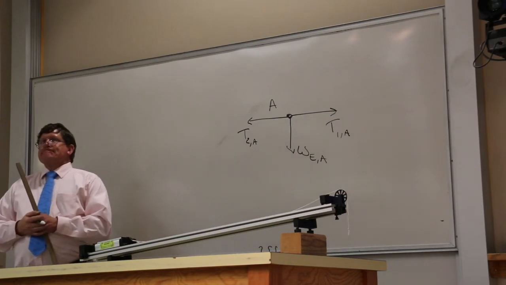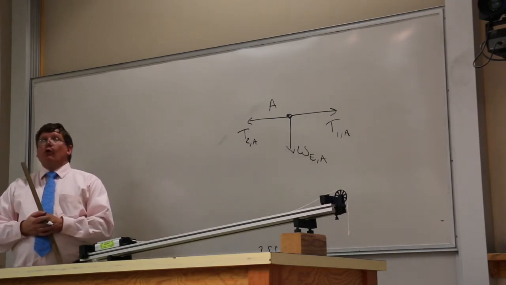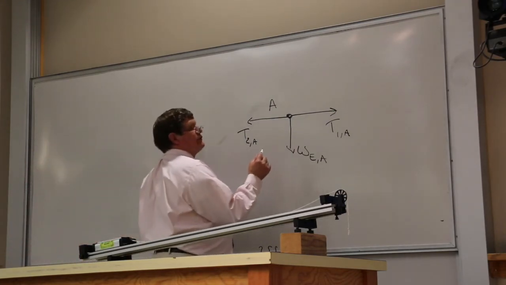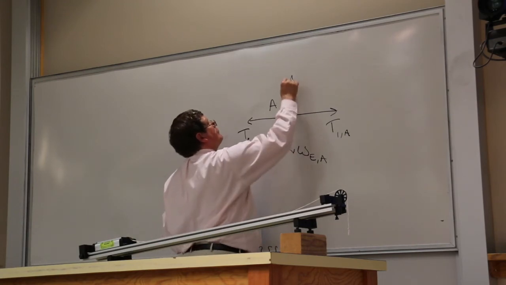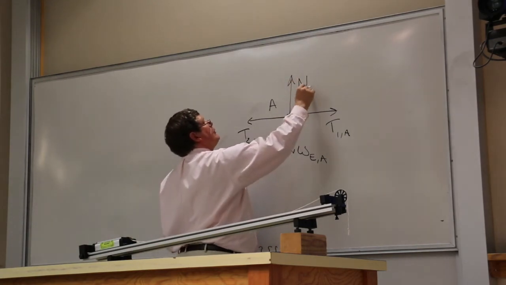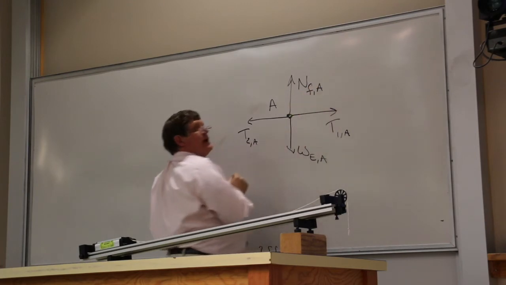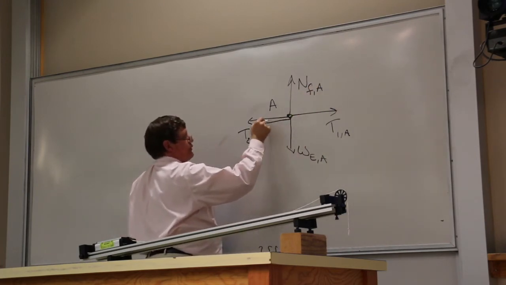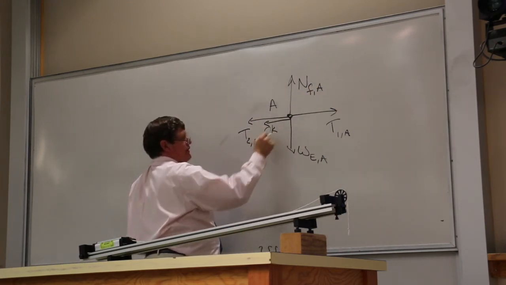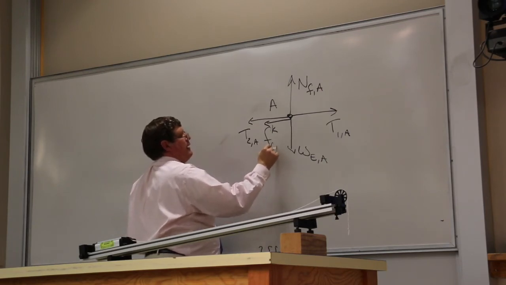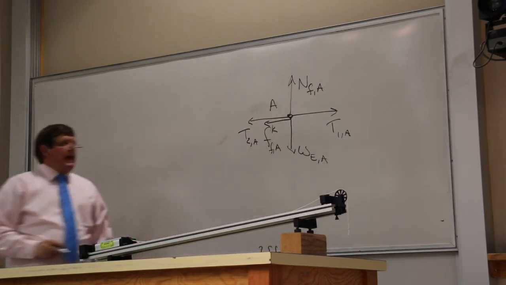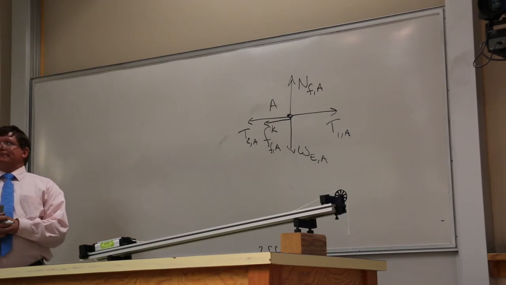And what else? Whoa, the floor. The floor touches and it pushes. Whenever one thing pushes on another, there will always be a normal force. There may also be a friction force, and in this case we're told there is a friction force. It's kinetic friction by the floor on A. And that's my free body diagram.